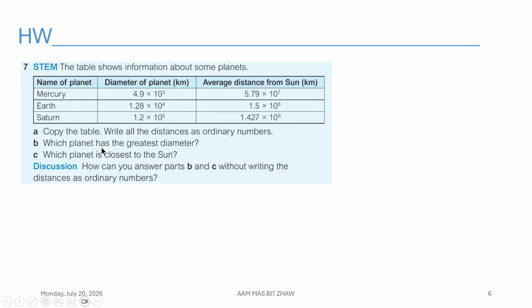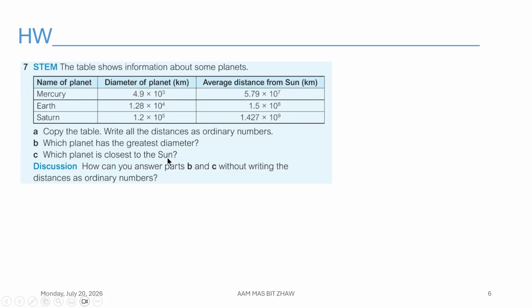Then, which planet has the greatest diameter? So which number is the biggest here? We will know that when you change them to the normal number form. Which planet is closest to the sun? We have Mercury, Earth, and Saturn. So which one is closest to the sun?